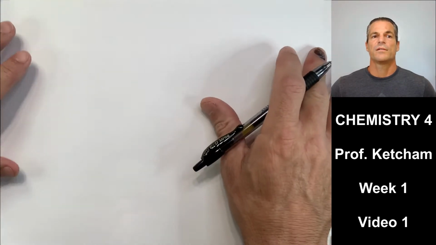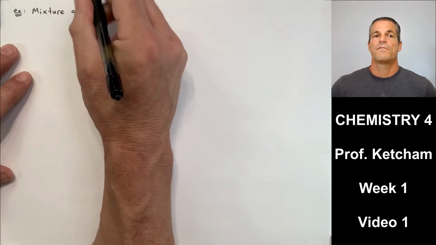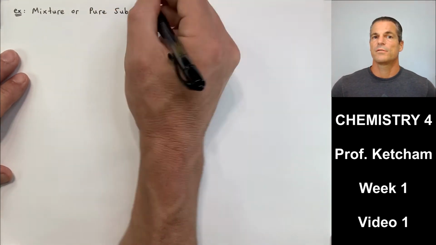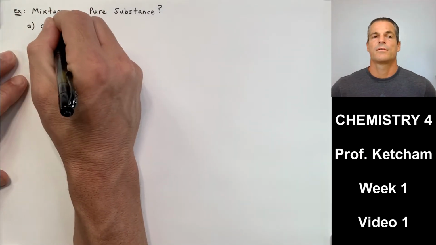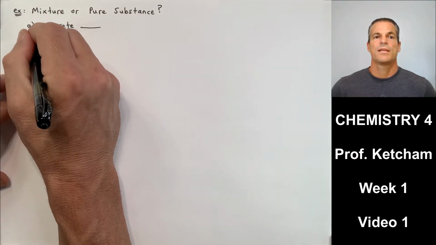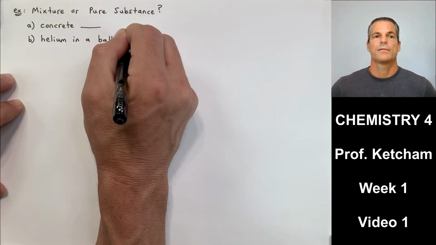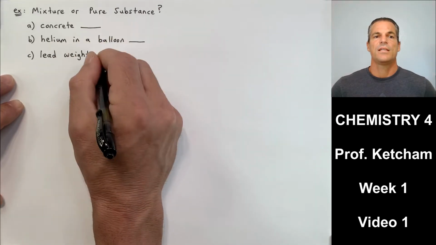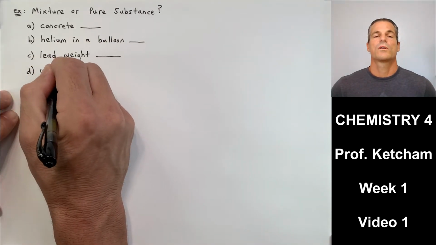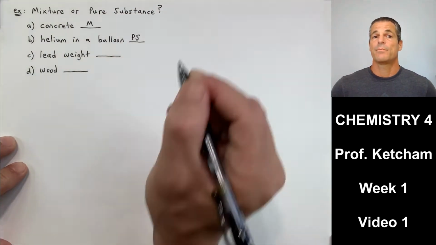All right, moving on. Next page of notes. It says, example, are the following mixtures or pure substances? A, concrete. B, helium in a balloon. C, lead weight. D, wood. Well, concrete is a mixture, right? It's not uniform throughout. Helium is a pure substance.